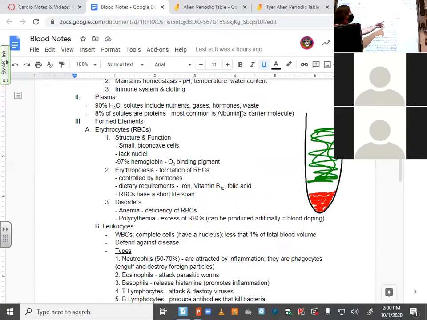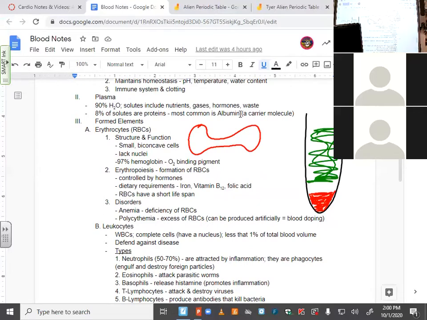So erythrocytes are red blood cells. They are very small cells. They are biconcave, which means they are thicker on the edge than they are in the middle. And this is a pretty terrible drawing representing that, but it's not quite as drastic as that. But they're thicker around the edges than they are in the middle.